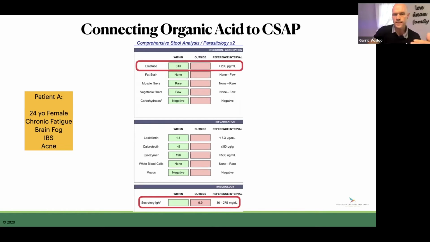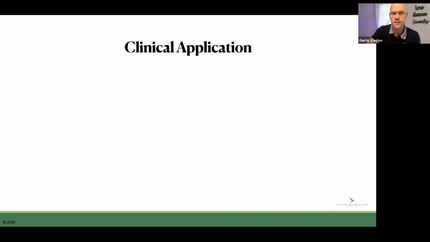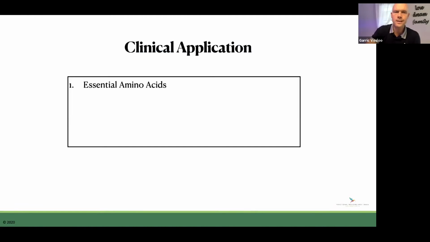And then we can see secretory IgA here, super low, 9.9. Anything in single digits here is definitely a red flag for me. So we've definitely got gut issues, and that's going to correlate to the low amino acids, and that's reflecting into the organic acids. So what would be the simple clinical application here? Well, let's start with some essential amino acids, free-form amino acids that don't need any breakdown. They can get into the blood, get to the cellular level as quickly as possible, and start to do their work.